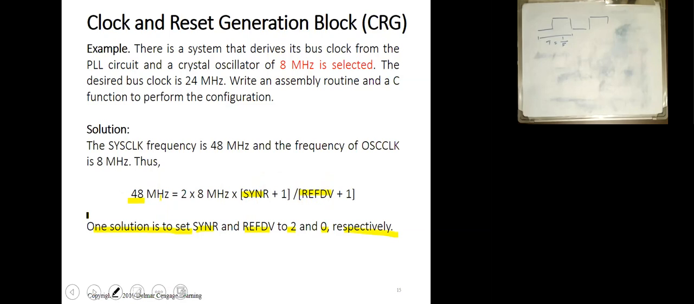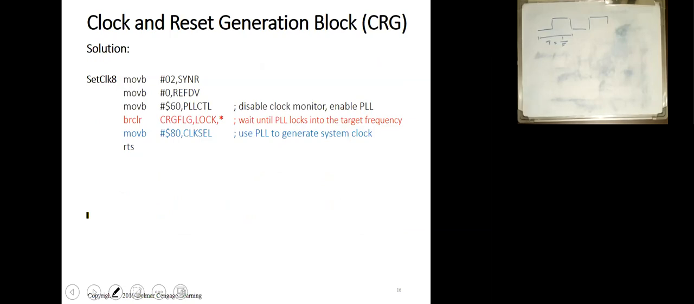Okay, so now we figured out what are the values to be stored in these two registers. So next, let's write a subroutine called setClock8. This is a subroutine in assembly, which we can call in order to switch the system clock from the oscillator clock to the PLL clock. And what is inside this subroutine? Basically, we need to store the values that we just computed in the SYNR register and the reference divisor register, which means we store 2 in the SYNR register, 0 in the REFDV register.